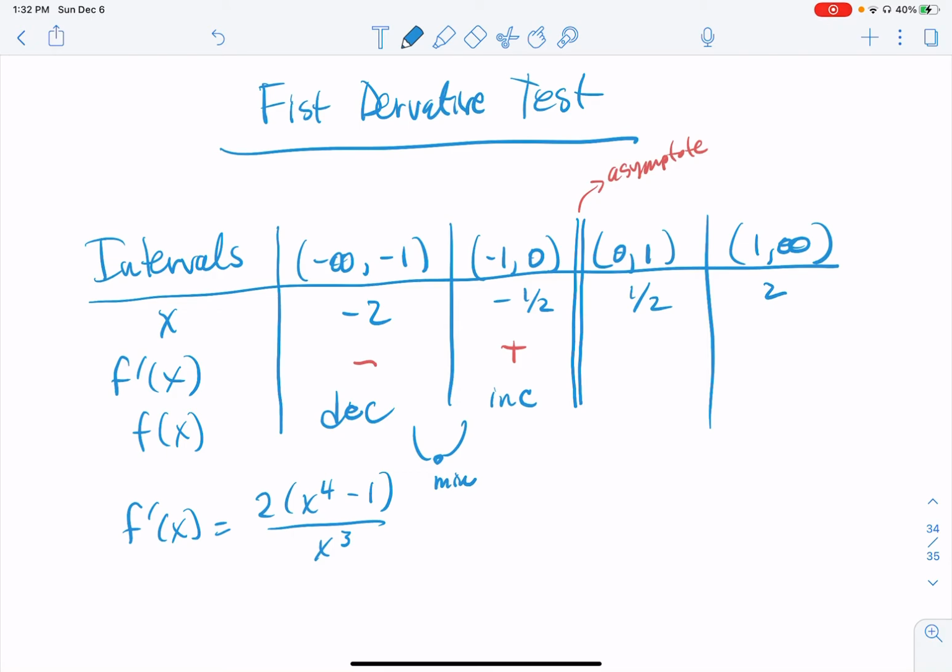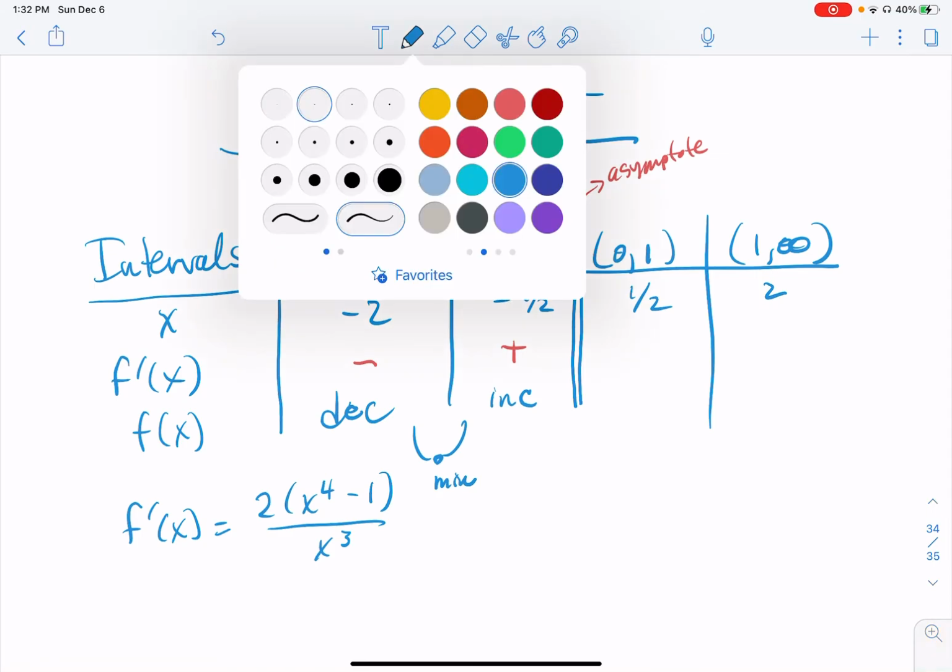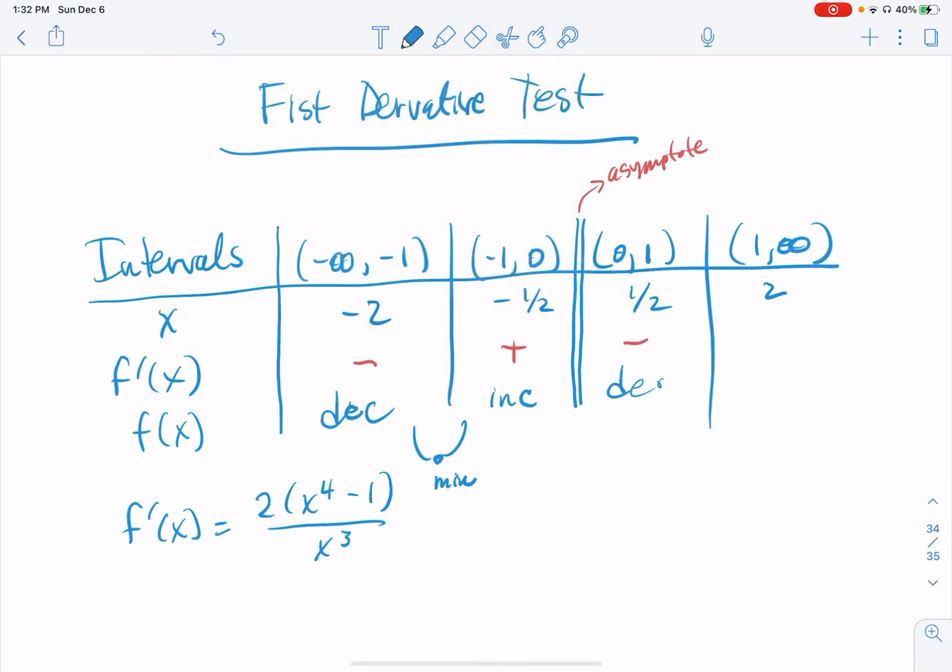Okay, and then let's keep going, shall we? Sticking in a positive a half. Positive half is going to make this thing negative because that's smaller than 1. Smaller than 1 when I subtract is negative, but the bottom is positive. Negative divided by a positive makes negative. Decreasing. All right, let me stop here for a second. So I can see I'm going from increasing to decreasing right there. So I should have myself a relative maximum here, right?